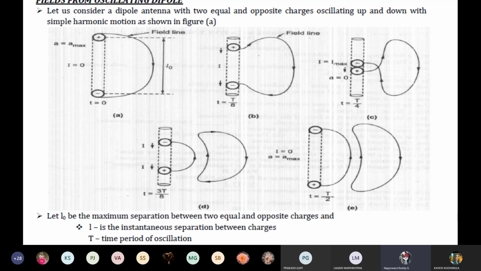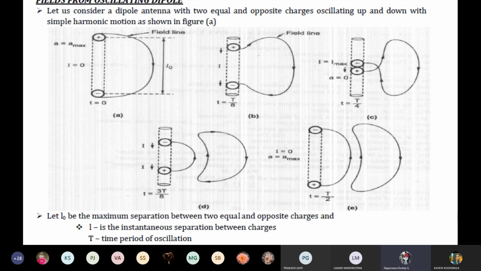The acceleration of the charges becomes 0, that is, small a = 0, with current at its maximum. At this instant, you can observe these are the field lines. The field lines cross each other and start detaching, as shown in figure C.